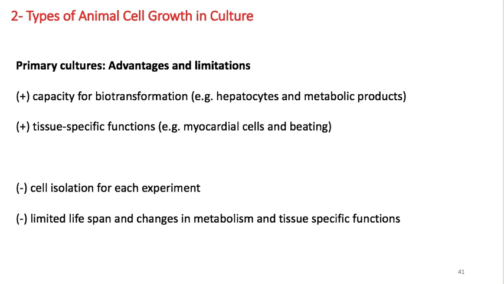Here are some advantages and limitations of the utilization of primary cultures. The capacity of biotransformation and the tissue-specific functions are good points, positive points. For the capacity of biotransformation, in many cases, the metabolic profile generated by a primary cell culture, for example hepatocytes, has greater similarity to in vivo than does the pattern seen with subcellular functions used as an exogenous source of biotransformation.